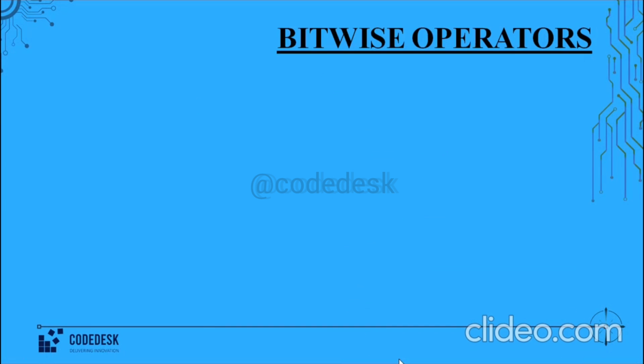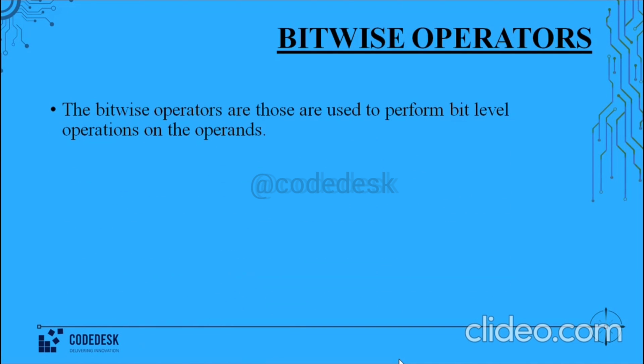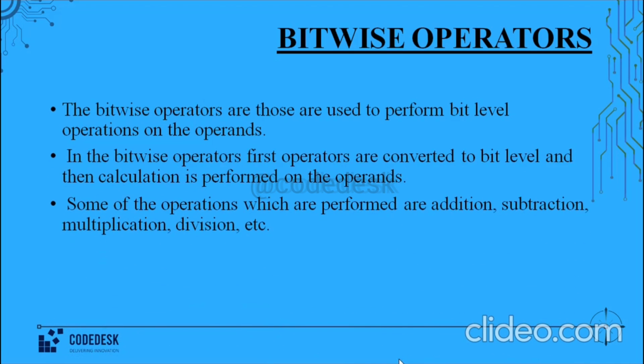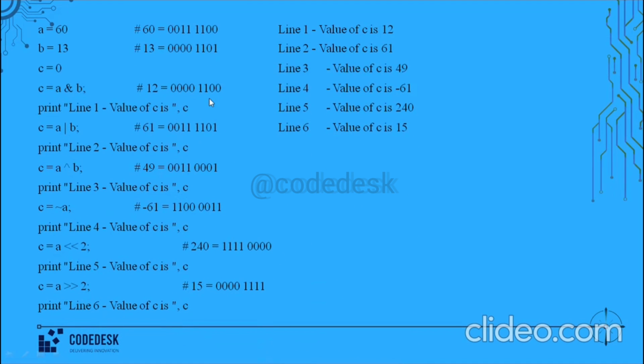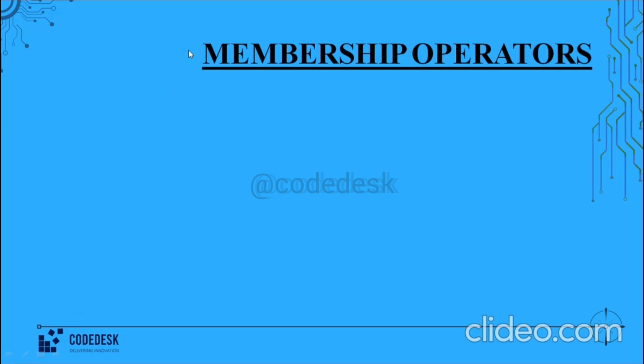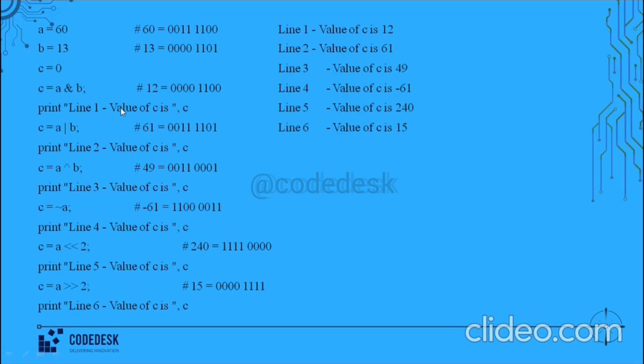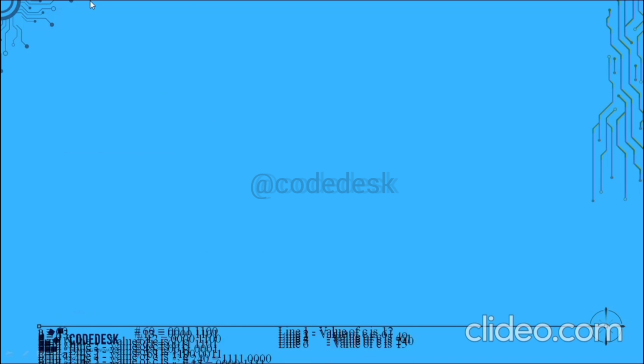So the next operator is the bitwise operator. Bitwise operators are used to perform bit-level operations. What is meant by bit-level operation? It converts a given decimal number into binary form. For example, 60 is a decimal number, and the given decimal number is converted into binary form. After converting, it performs the AND operation, OR operation, NOT operation, and complement operation, whatever it may be. So this is the use of the bitwise operator.